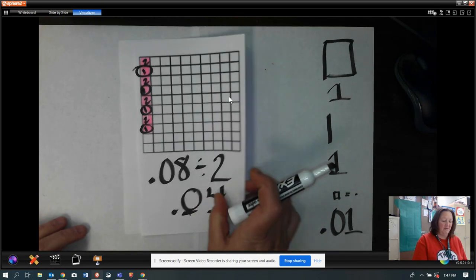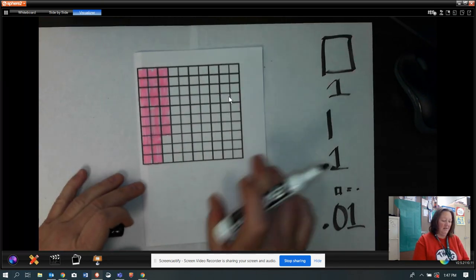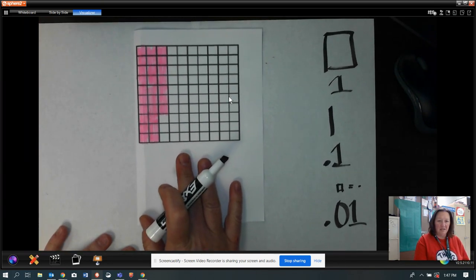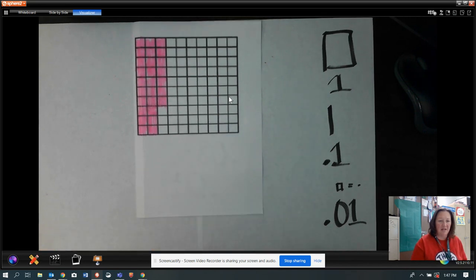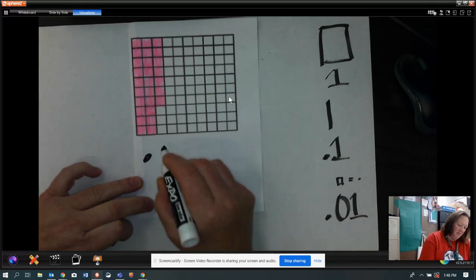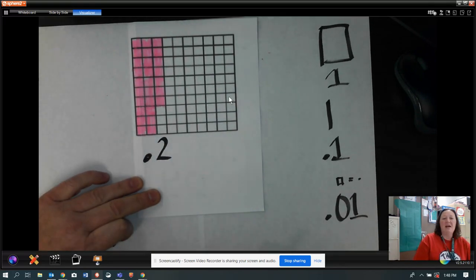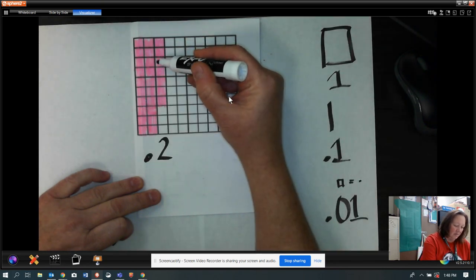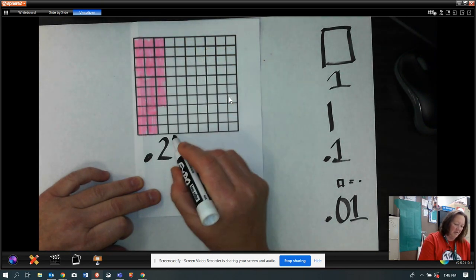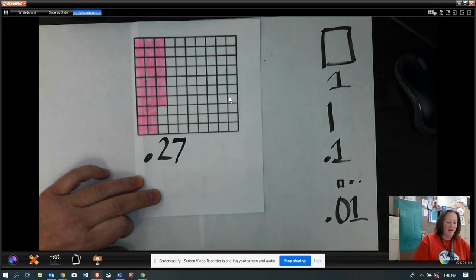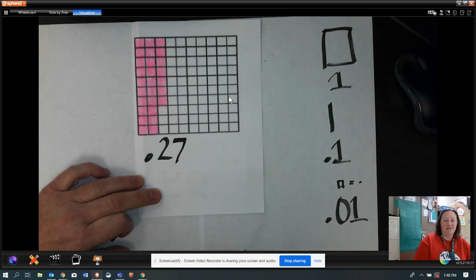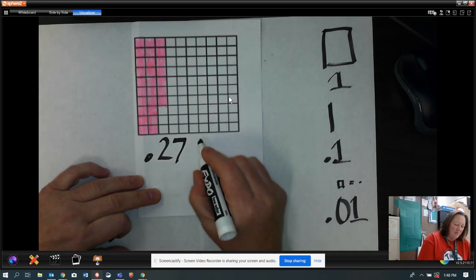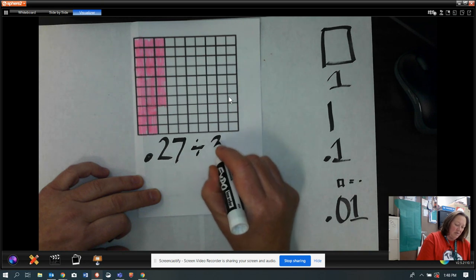Okay, let's look at a different one. What if we have this? Okay, so this time I have 2 columns, so that's 2 tenths. So here's my decimal, and I have 2 tenths. And if you count, 1, 2, 3, 4, 5, 6, 7. So I have 27 hundredths. And I want to break that up into 3 equal parts.